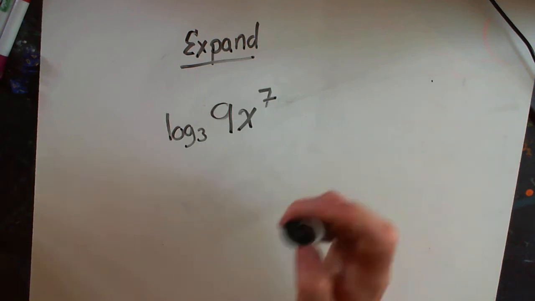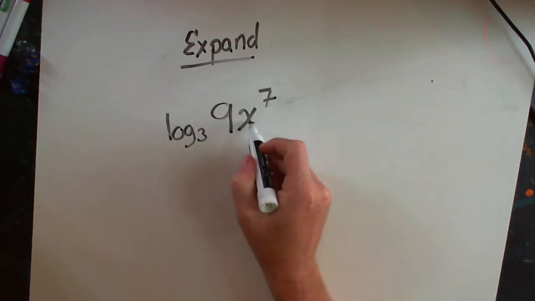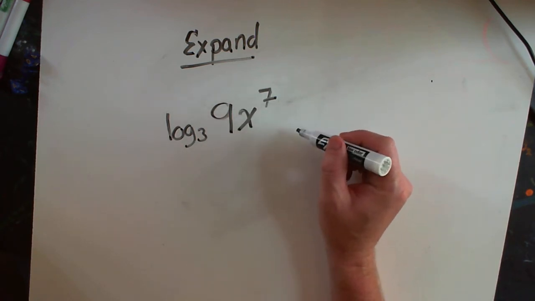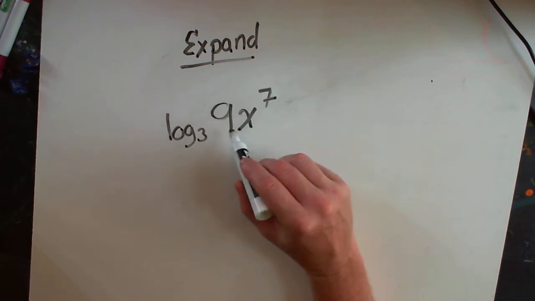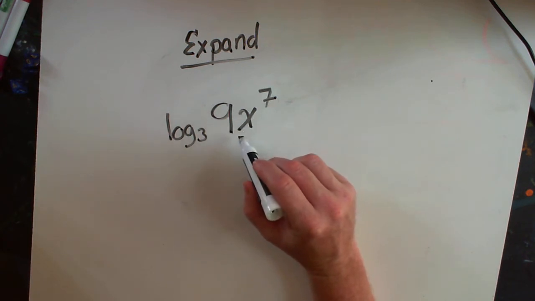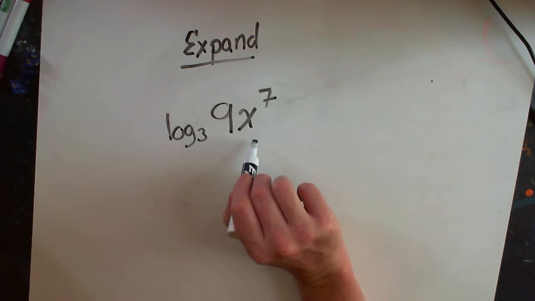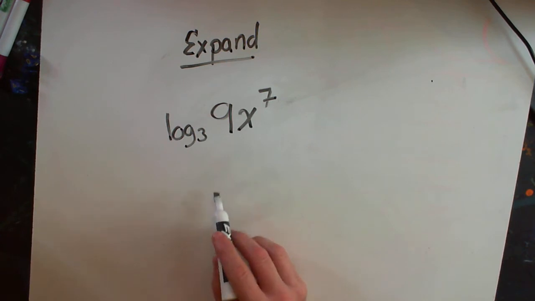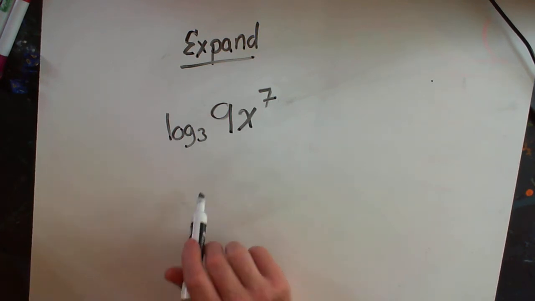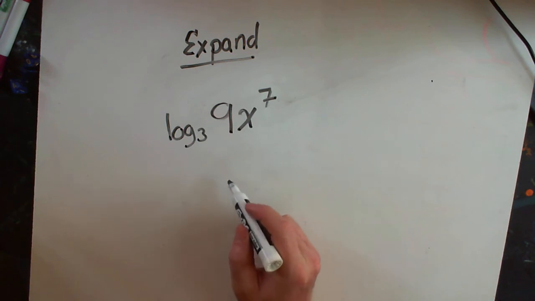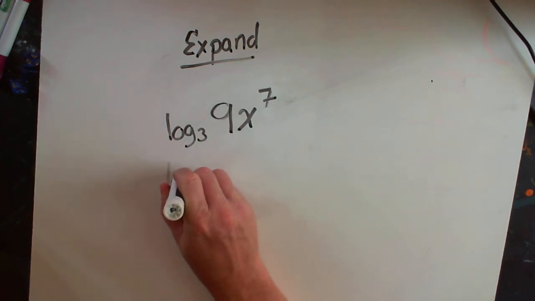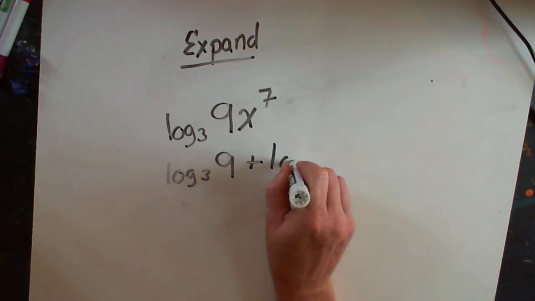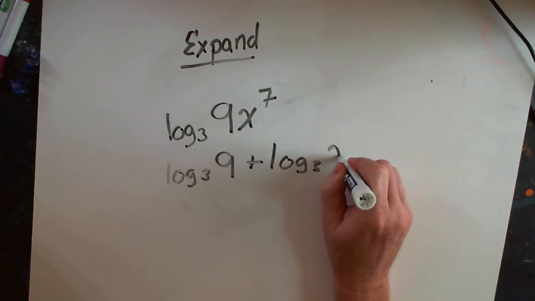So if we want to expand something, here we have log base 3 of 9x to the 7th. And we want to expand it and make it into a sum or difference of logarithms. So we look for all of the different things that are multiplied together. Here we have a 9 and an x to the 7th that are multiplied together. So we are going to use the property that says when you have the logarithm of a product of two values, you can make it into the sum of logarithms. So this becomes log base 3 of 9 plus log base 3 of x to the 7th.